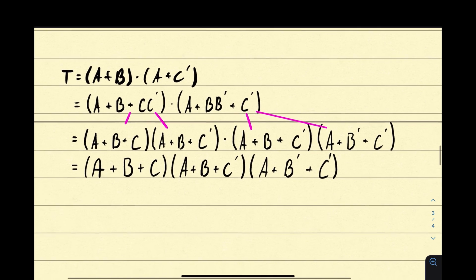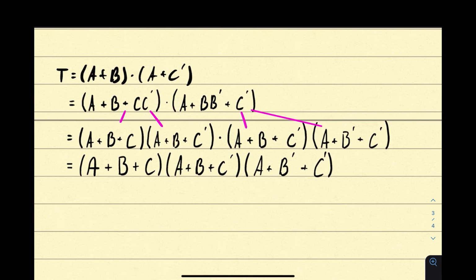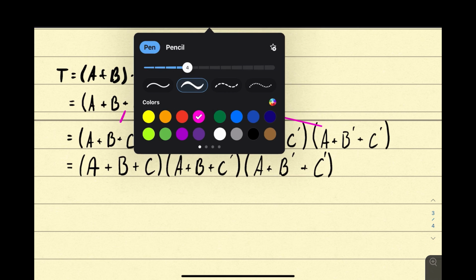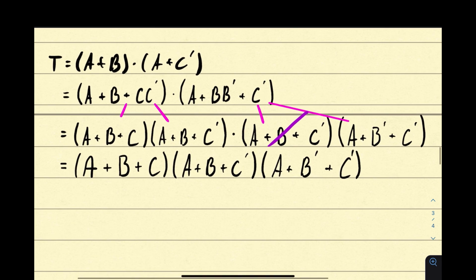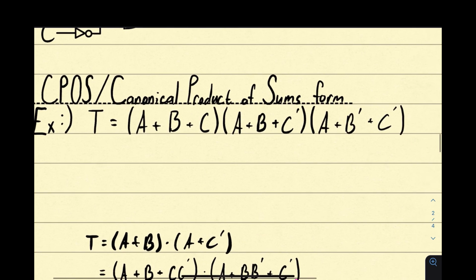And similar to CSOP, you have to get rid of any common factors. So as we can see here, I have A or B or C. There are no dupes, so leave that alone. Drop it down. I have A or B or complement C. I have two of those terms, so I will cancel one out and then drop the other. Last term, I have A or complement B or complement C. So there are no dupes for that, so you just drop that down, giving you this final term.